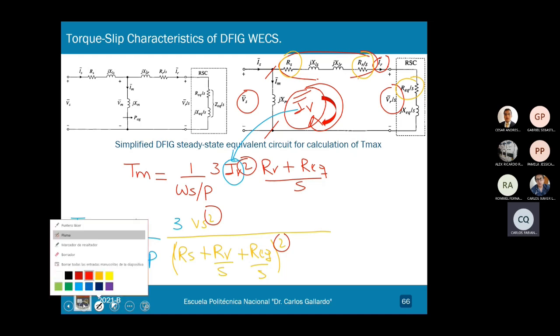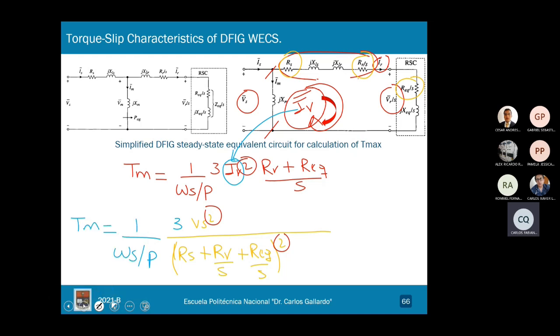What about the reactance? For the reactance, taking this reactance plus this reactance plus this reactance, I will get the stator leakage reactance plus the rotor leakage reactance plus the equivalent reactance over the slip. Once again, this is over the slip, and once again, a square. So this is the core.